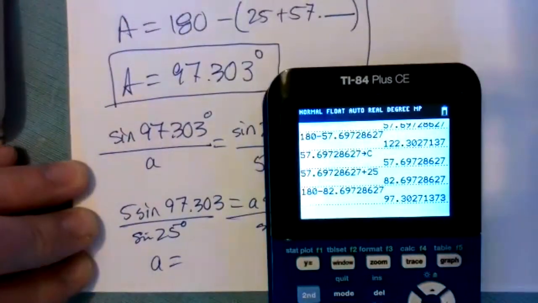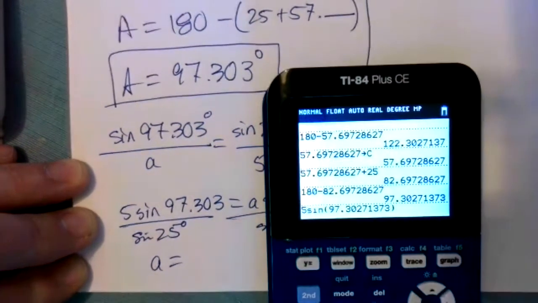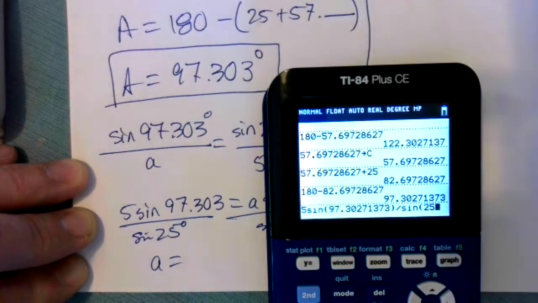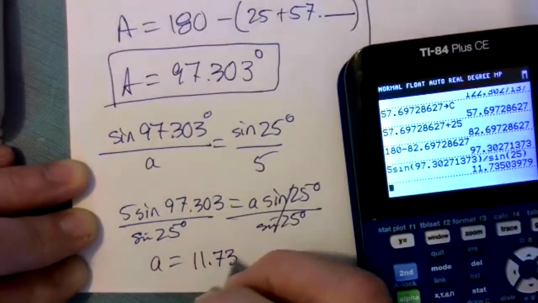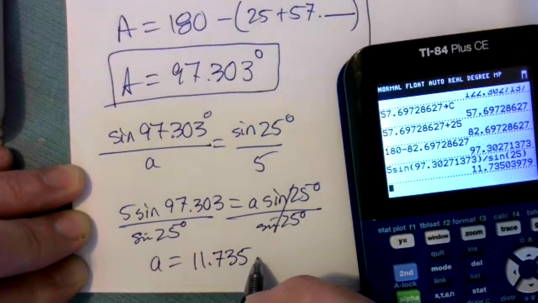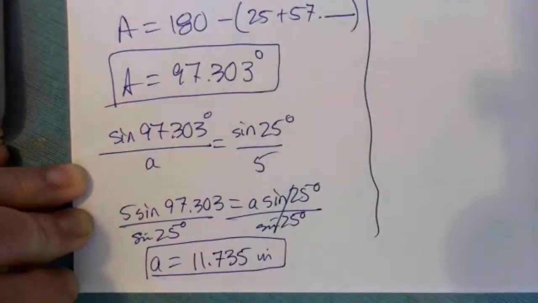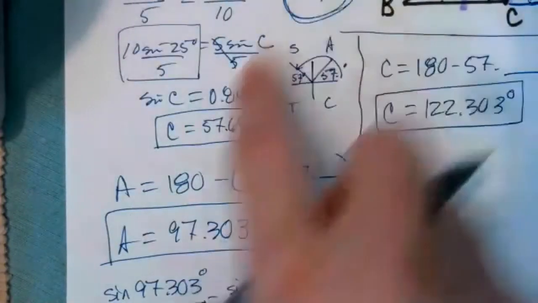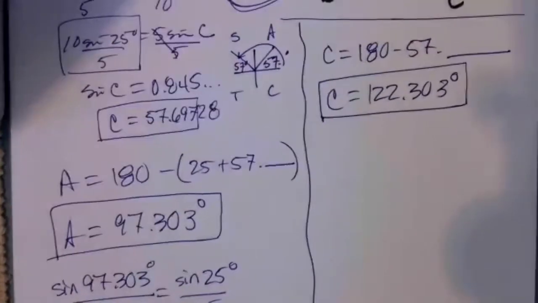Okay, so I'm doing 5 times the sine of that number divided by, and again, I close parentheses, sine of 25, 11.735. Okay, and my sides were in inches, so I'm going to write inches there. Okay. All right, so that triangle is done. Okay, so I have B, C, A. Okay, I have all of that. I just took attendance. I wanted to make sure that I have everything.